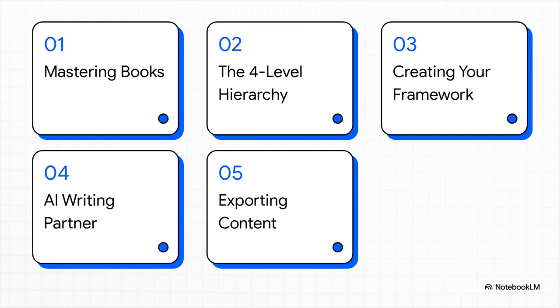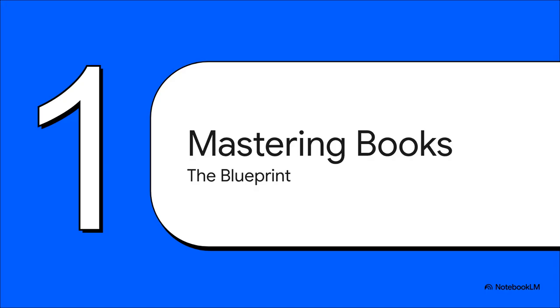So here's our builder's journey for today. We're going to cover mastering OmniCon Books, the 4-level hierarchy, creating your framework, working with your AI writing partner, and finally exporting the finished product. Let's get into it. Step 1. Mastering OmniCon Books, the blueprint.